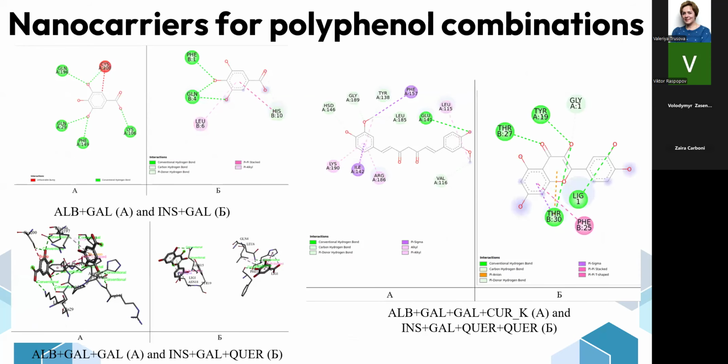And here are the interactions between different combinations of polyphenols and proteins, where we identified the complexes that show the best results and that can be, let's say, recommended for further development. We analyzed what amino acid residues of the albumin are involved in the complexation with the polyphenols.